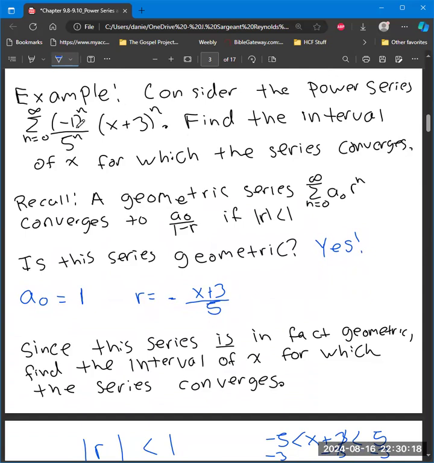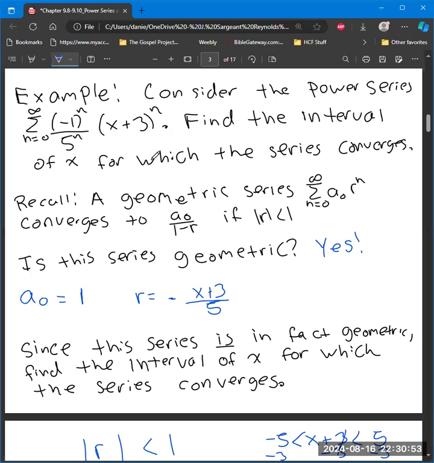So consider the power series, the summation from n equals 0 to infinity of -1 to the n over 5 to the n times x plus 3 to the n, and find the interval of x for which the series converges. So recall that a geometric series, the summation from n equals 0 to infinity of a sub 0 r to the n, converges to a sub 0 over 1 minus r if the absolute value of r is less than 1. Is this geometric? Yes. Everything is to the nth power here.